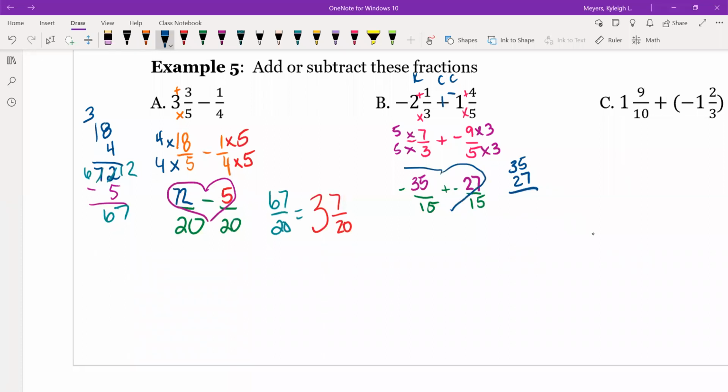Now I'm going to add my numerators. They're the same sign, so I add and keep. So I'm figuring out what that is and then simplify. When I added them up, I got 62 over 15, which is 4 2/15.